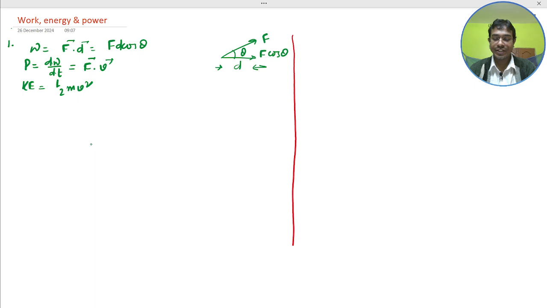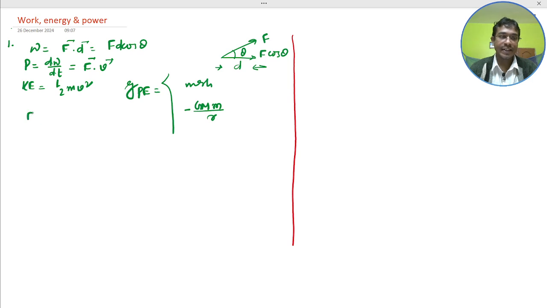The gravitational potential energy GPE is equal to mgh, and another form is minus GMm by r, which we will discuss in our gravitation chapter. Next, the relation between kinetic energy and momentum: kinetic energy E_k is equal to p square by 2m, so p equals root 2mE.